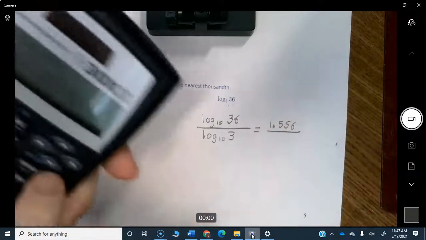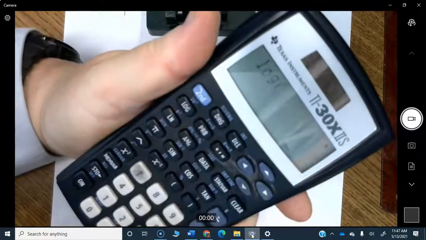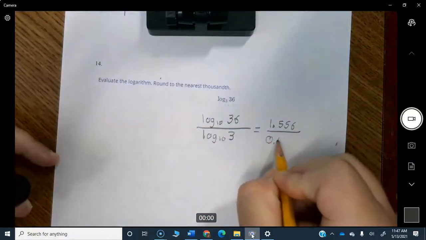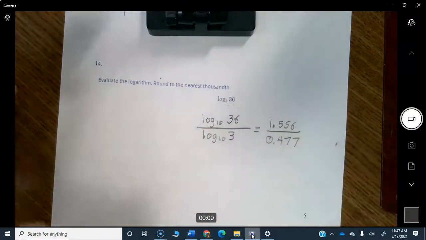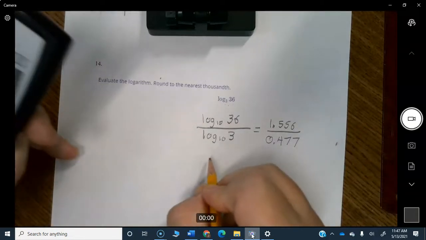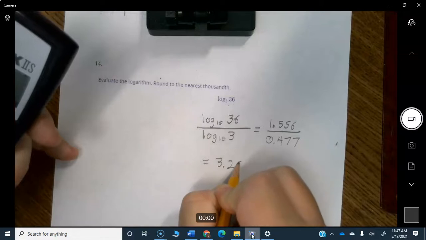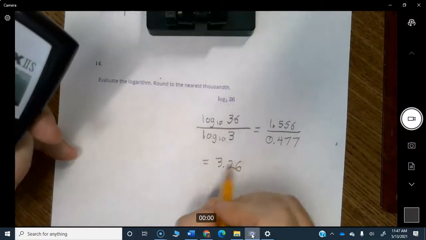And on the bottom, log base 10 of 3 is going to give us, I don't know how well you're seeing this, 0.477. Okay, and we're going to divide those. 1.556 divided by 0.477, and that gives us 3.26. Okay, and that's your answer.